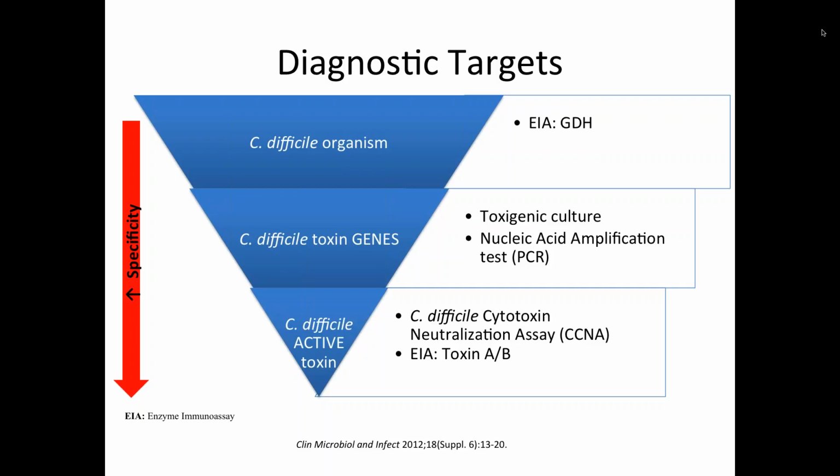And I want to make sure I differentiate what the PCR test actually tests for. This is testing for the presence of toxin gene, not the presence of toxin. So a positive PCR test means that the patient has the presence of toxigenic C. diff. It doesn't tell you anything about what it's doing there or if it's producing any toxin. And then the highest specificity test, or at least target for the active disease process, would be the C. diff toxins. And that would include the antigen-based test for toxin A and B, as well as the C. difficile cytotoxin neutralization assay.